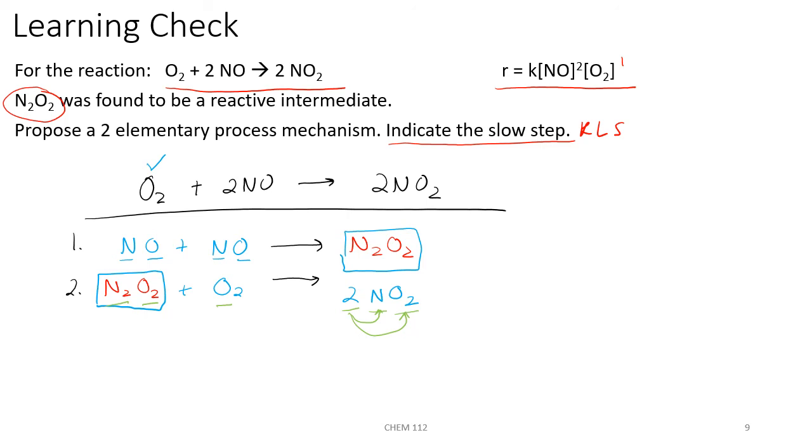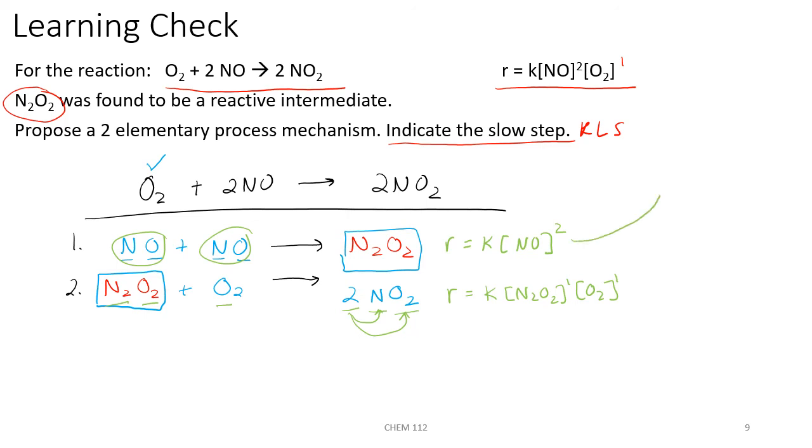Our rate determining step will be determined from the kinetics of the reaction. So if we write the rate law for each of our steps, the rate law for step number 1 would be R equals K times the concentration of NO, and we have essentially 2 moles of NO on the reactant side, so it would be NO squared for step 1, and we could write the rate law for step number 2, R equals K times the concentration of N2O2, our reactive intermediate, times the concentration of O2, both to the first order.